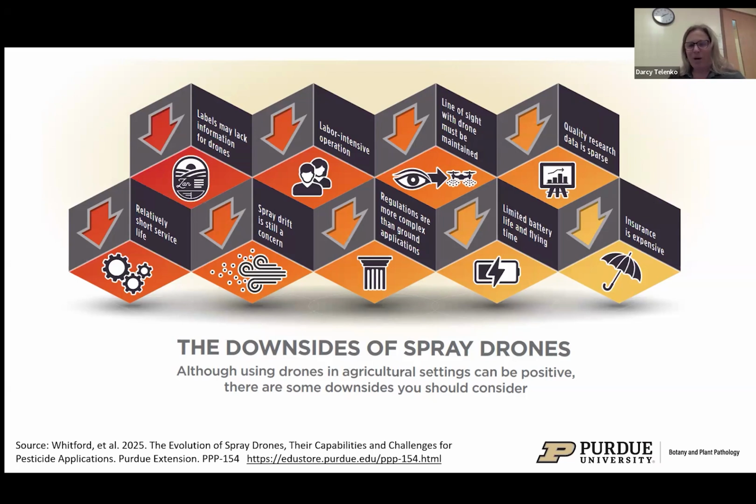To get drones operating and to cover as much land area as our ground equipment or airplanes, again, that could be labor intensive, and making sure we have enough batteries on site to keep the drone charged. Regulations are constantly changing, but they're becoming more complex than our ground applications. We always have to keep an eye on the drone. So if we're spraying corn, you have to have a platform or something so you can see that drone as it's moving through a field.